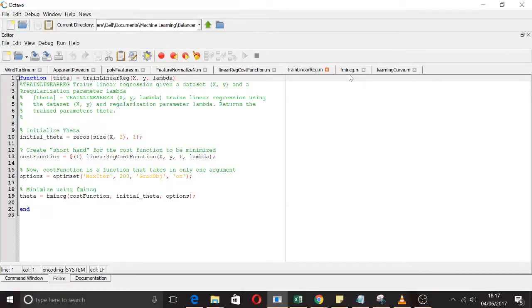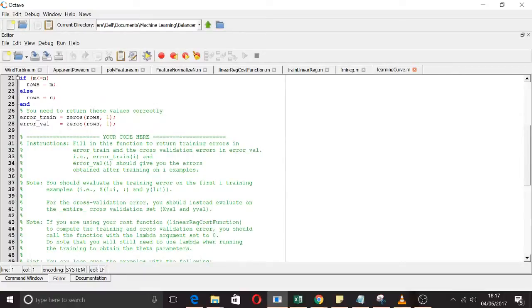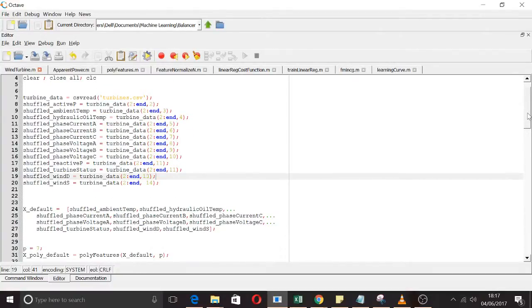So using this particular function over here, and then the learning curve is to ensure that our algorithm is actually working properly by showing the slope, bias, and variance. I'll go back to the main function and then just give a quick overview.